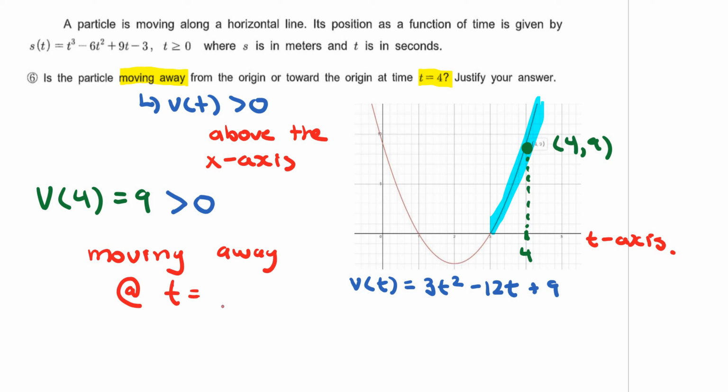At time t equals 4. And that's it for question number 6. It's just a weird language to kind of see if you understand the theory behind a velocity time graph. Okay, let's move on to question number 7 now.